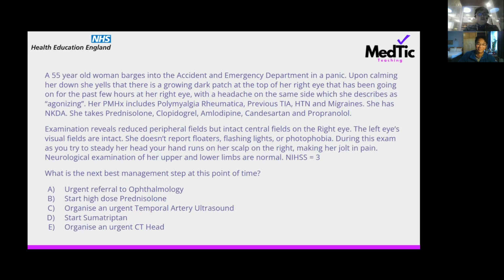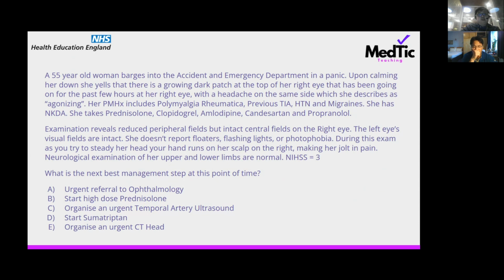Yeah, so with this next question, you're in A&E this time, and a 55-year-old woman suddenly barges in with panic. When she calms down, she yells at you that there is a growing dark patch on the top of her right eye that's been going on for the past few hours. She also has a headache on the same side, which she describes as agonizing. Her past medical history includes polymyalgia rheumatica, a TIA previously, hypertension, and migraines. She has no drug allergies and currently takes prednisolone, clopidogrel, amlodipine, candesartan, and propranolol.